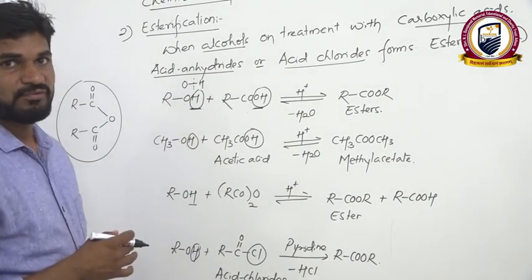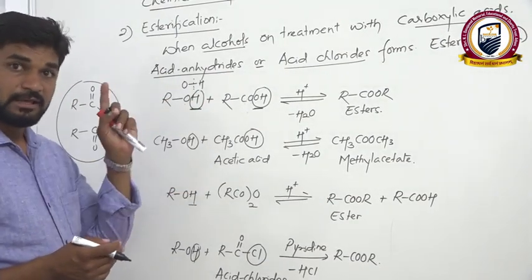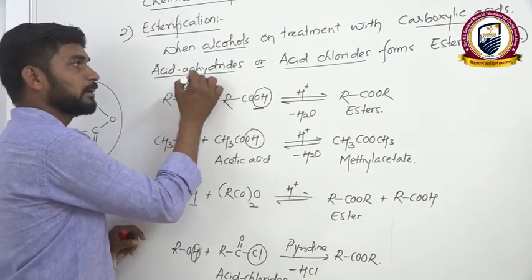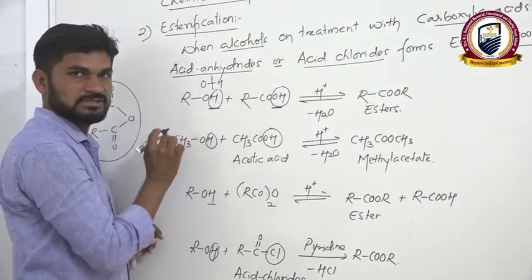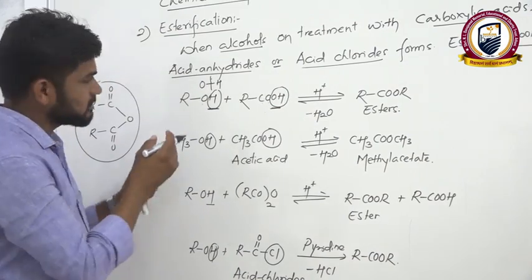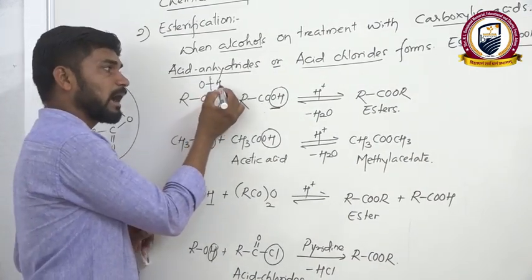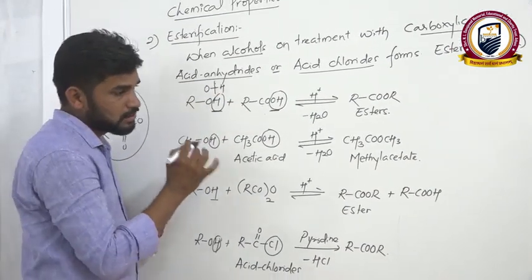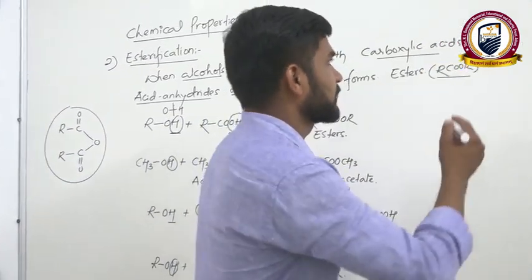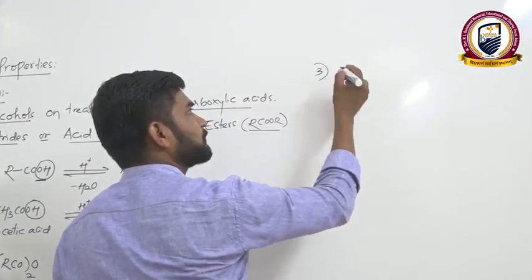In the last session we discussed the acidity of alcohols, wherein we also discussed the breaking of the bond between hydrogen and oxygen. In this reaction also we are discussing the breaking of the bond between hydrogen and oxygen. Okay. So the next reaction is the third reaction.